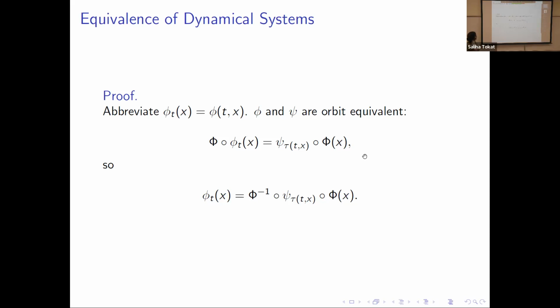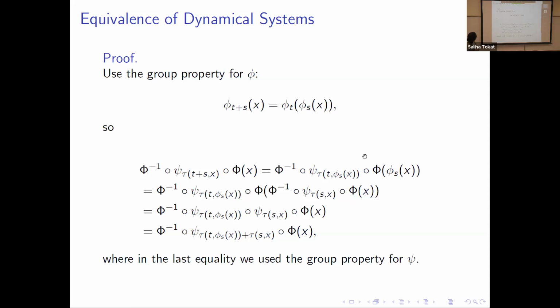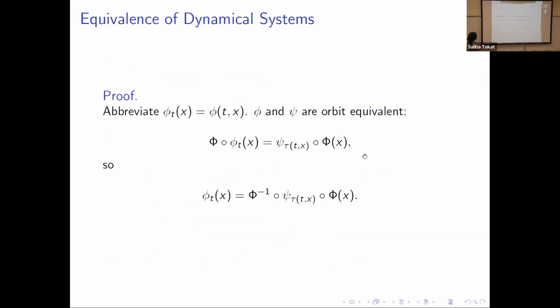Since phi and psi are orbit equivalent, we have this relation. And when we apply the big Phi inverse from the left, we have this relation. And by using the group property for phi, we have this. And this is the last slide's equation. This just goes on from the previous slide: phi t equals big Phi inverse composed with psi tau(t, x) composed with big Phi.